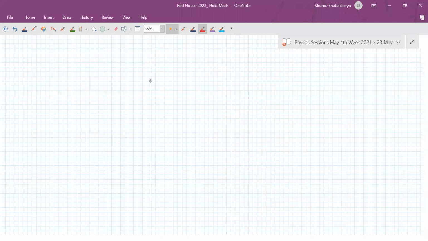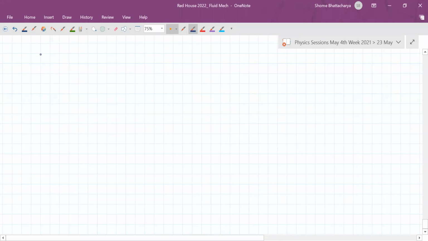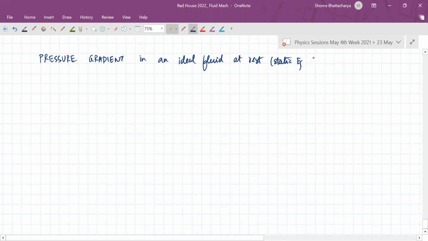Now let's go back to pressure gradient finally and look at one more interesting concept in pressure for pressure gradient. So let us see pressure gradient for a fluid which is in a non-inertial frame. In an ideal fluid at rest or static, in an accelerated frame. Okay. So basically in non-inertial frames.